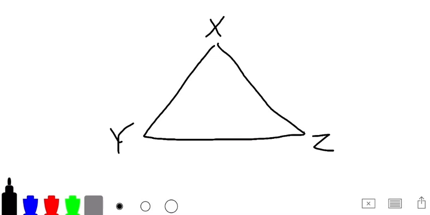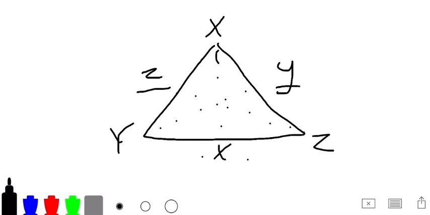So for this side right here, it would be lowercase x because uppercase X is the opposite vertex from this side. For this side right here, it'd be lowercase y because uppercase Y is the label of the opposite vertex. And then for this side, it would be lowercase z because capital Z is the opposite.